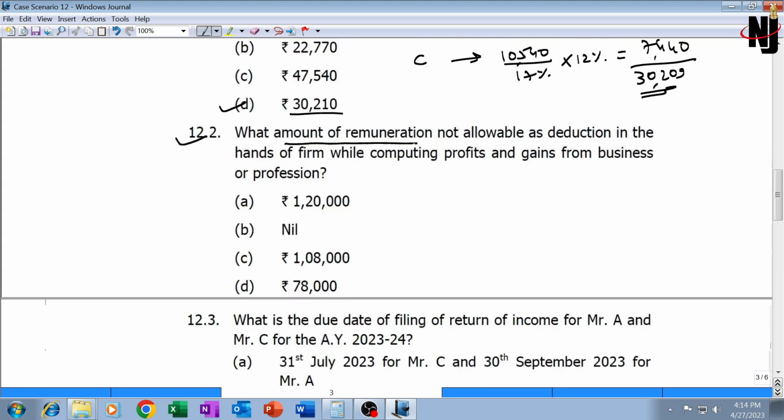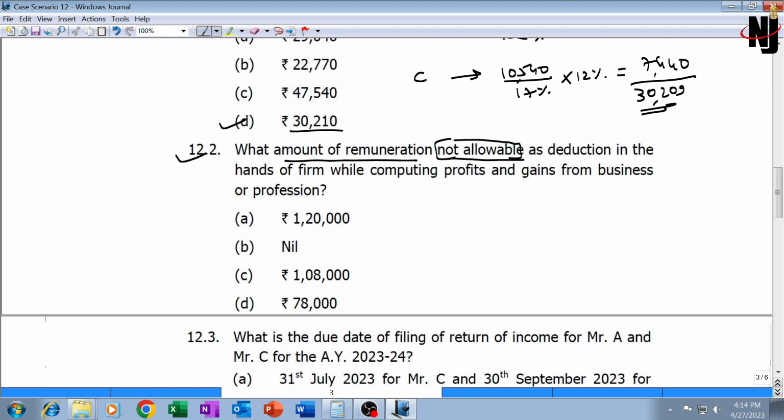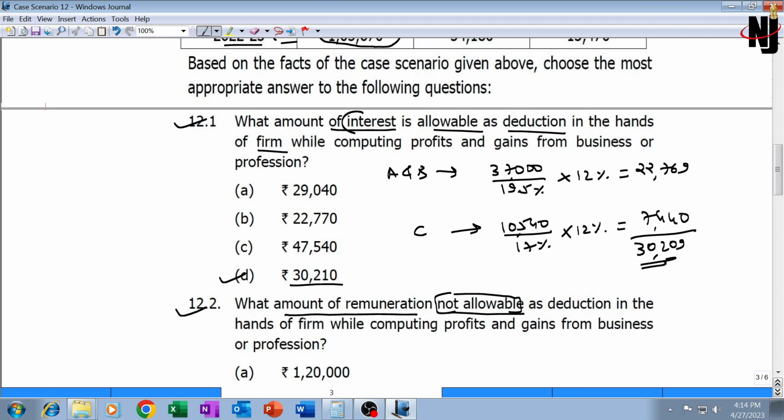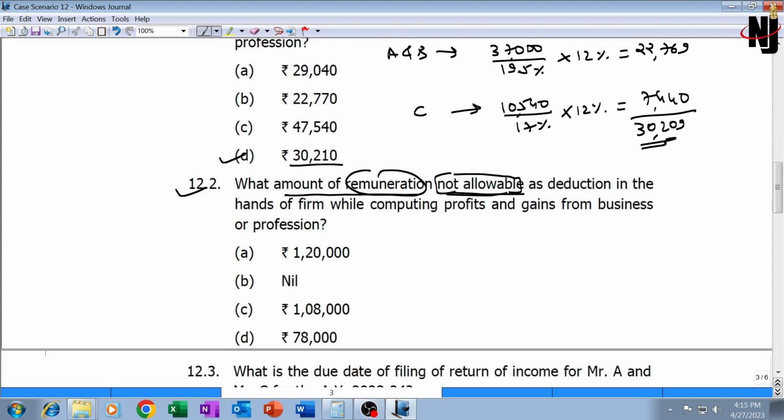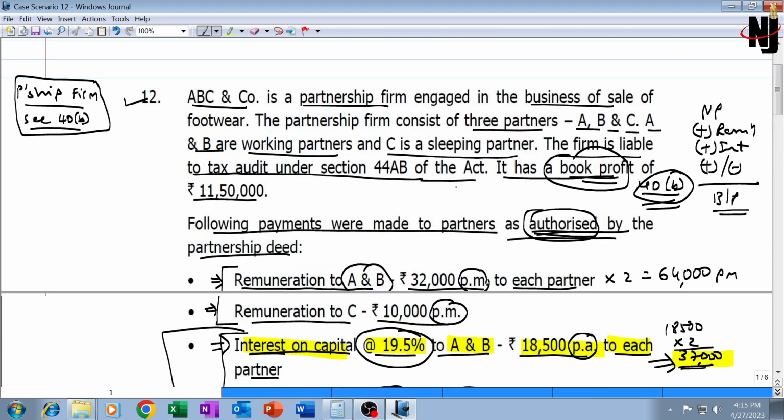12.2, what amount of remuneration is not allowable as a deduction? Understand very carefully. For interest in 12.1, they said how much is allowable, and for remuneration they are saying how much is not allowable as a deduction. It's a negative question or a reverse question. So we'll have to apply section 40 clause B. As per 40 clause B, you know pretty well. They have already given us book profit directly.